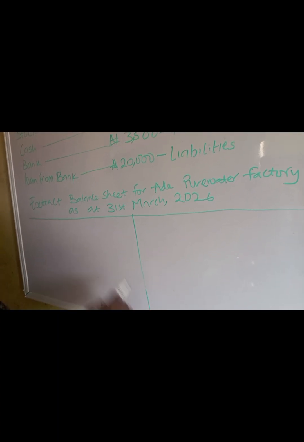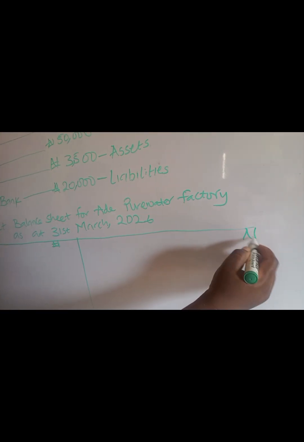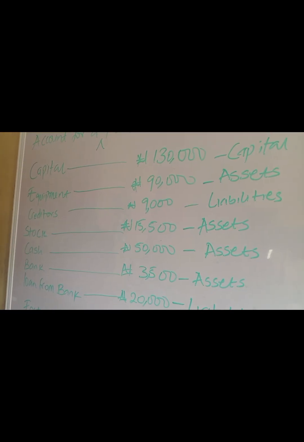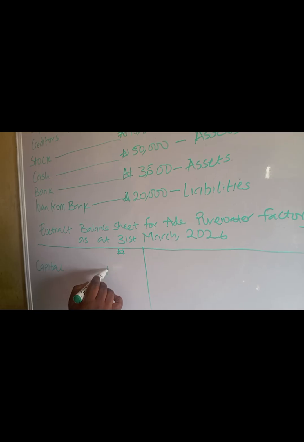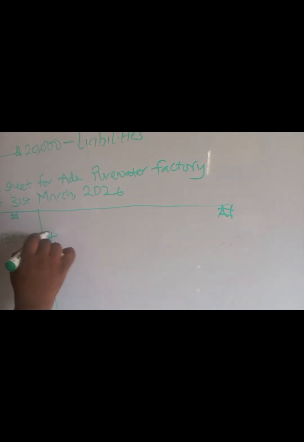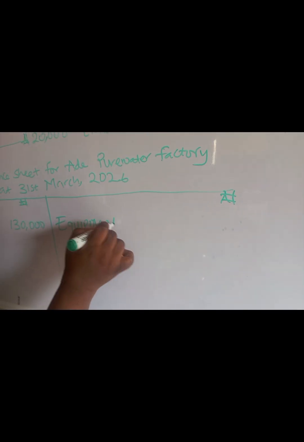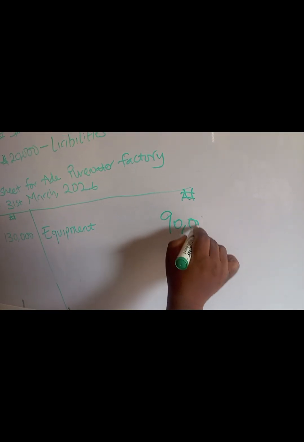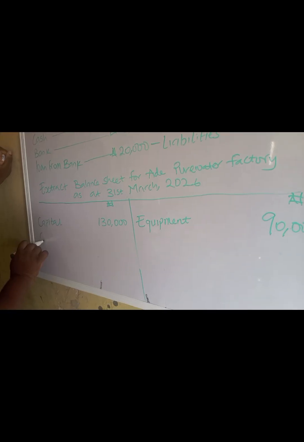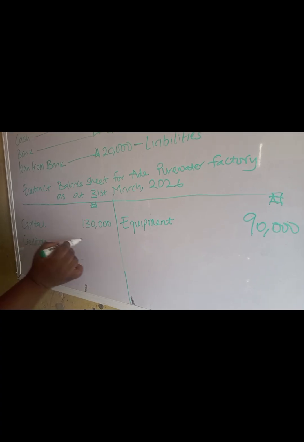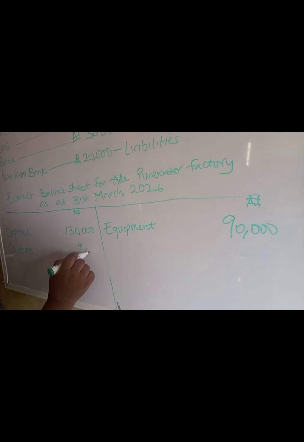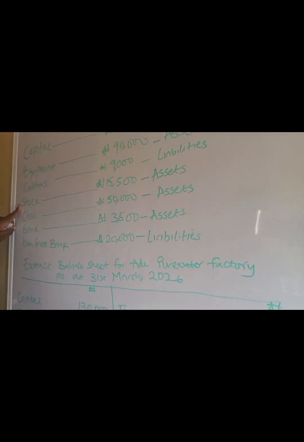So let's put our naira sign up here so I can capture every other figure we'll be putting under. So the first one, our capital. Our capital is coming here: 130. The next one is our equipment. Our equipment is an asset, it's coming here: 90. The next one is our creditors, liability. So let's put our creditors. Our creditors is coming here: 9,000. Our stock is an asset, it's coming here.